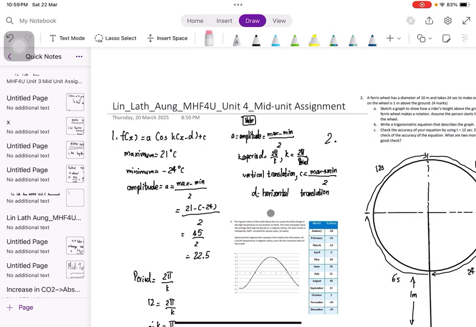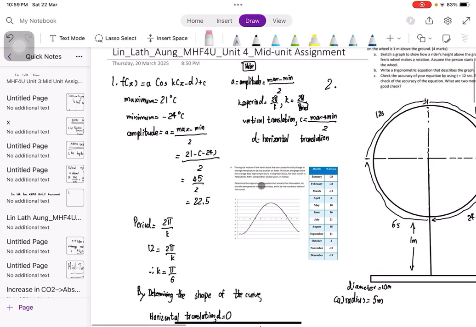So let's get started. The first question asks about the trigonometric equation that models the information of this temperature change. Here we could see that the formula we have to use is this one: f(x) = a cos k(x - d) + c. So this is the new formula for this kind of trigonometric equation.